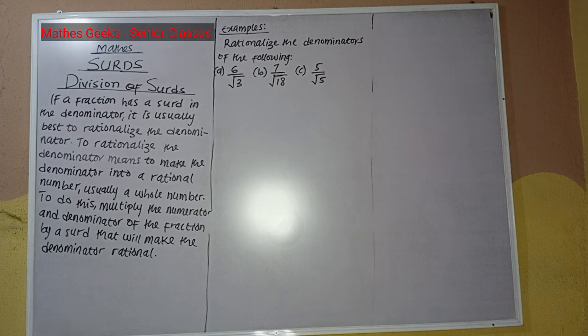Division of surds. If a fraction has a surd in the denominator, it is usually best to rationalize the denominator. To rationalize the denominator means to make the denominator into a rational number, usually a whole number. To do this, multiply the numerator and denominator of the fraction by a surd that will make the denominator rational.